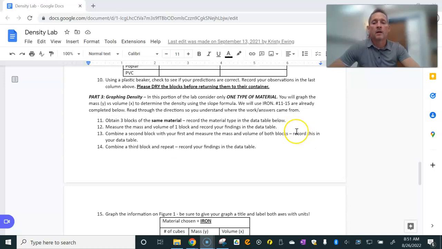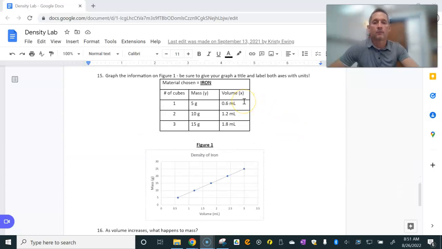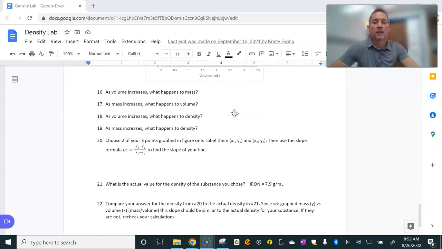Part 3. Numbers 11 and 14 have been done for you already, so you don't even have to do that, but you do have to read the data table of the information that's collected, the graph of the information, and then answer the last questions. Once you're finished with that, you'll turn the lab into me, and then you are finished with Chapter 2 lessons.